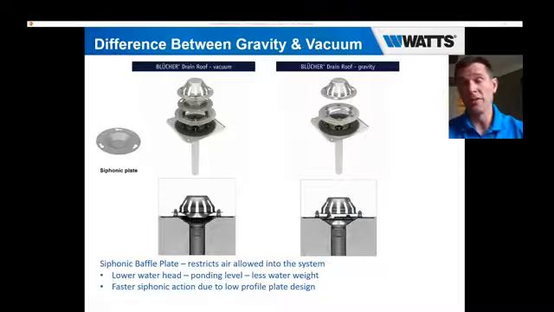So when you have less water coming on the roof, there's basically less ability to pond, because as the water rises, it goes past this plate and closes off all of the air, and at that point, that's where the siphonic action actually starts. So it can draw in more water, and we'll get to that on the next slide here.